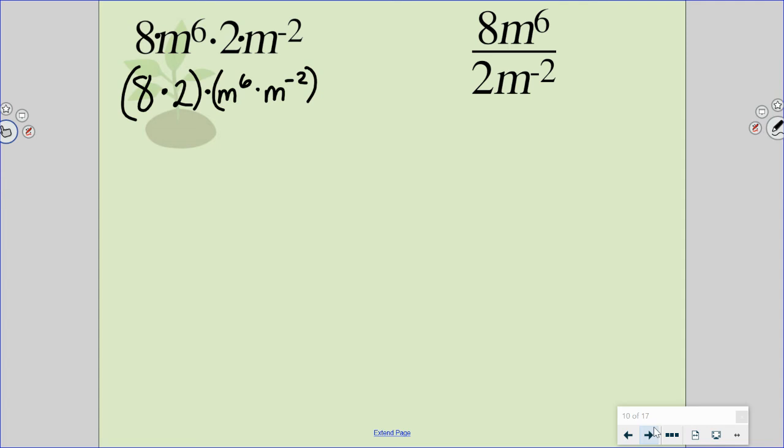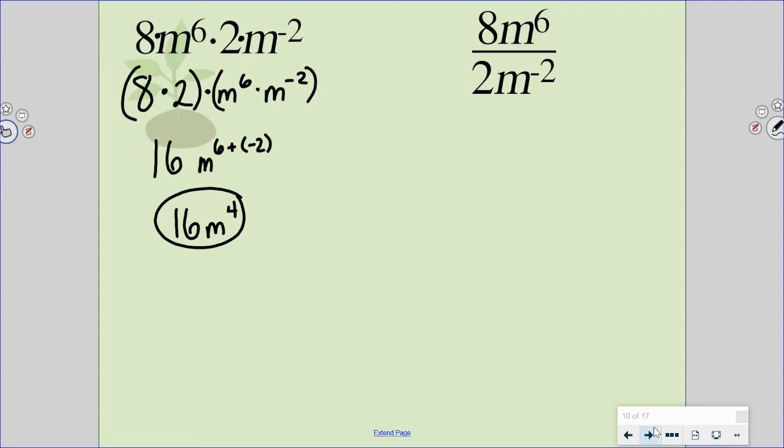So in this case, how can we simplify 8 times 2? Mr. Cowan, come on, just multiply them. And then what do we know about m to the 6th times m to the negative second? When you're multiplying powers, you can add their exponents. The only reason I put that parentheses is so that you don't have plus and negative, but some of you just write plus and negative. In this case, we end up with 16m to the 4th power.